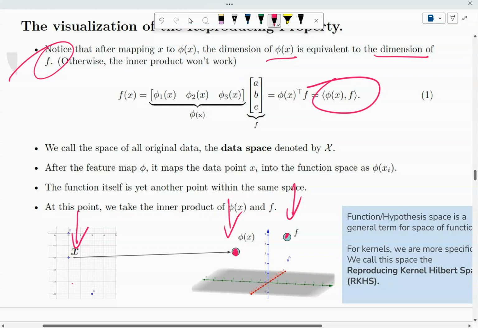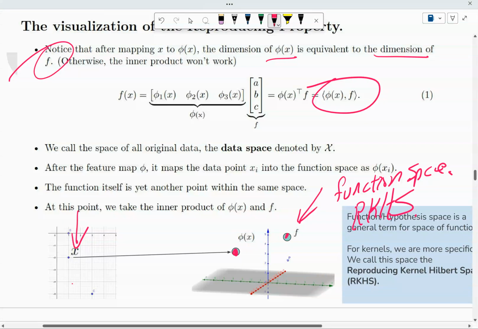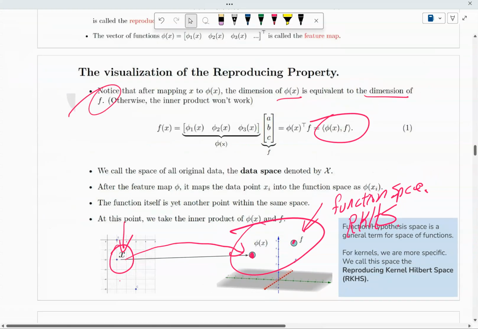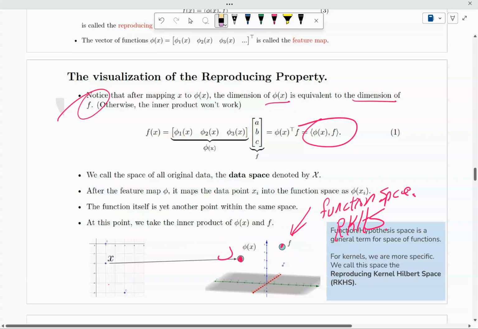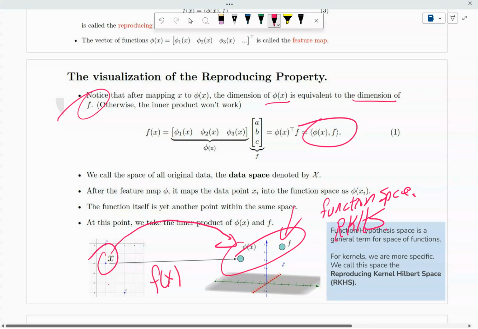So the 2 points in here are both in 3D, and you can take the inner product between the two. Okay, so visually, what's happening is the function is in the function space, or we also call it the hypothesis space or the RKHS. So the function is in this space, and what's happening is you map the data into another point in the same space, and once they're in the same space, you can take the inner product between them because they have the same dimension, and that's how you can visualize what's happening when you are evaluating a function. Okay, the function exists in a function space. You take a data point, map it to this space so that they have the same dimension. You take the inner product, and that is equal to f of x.